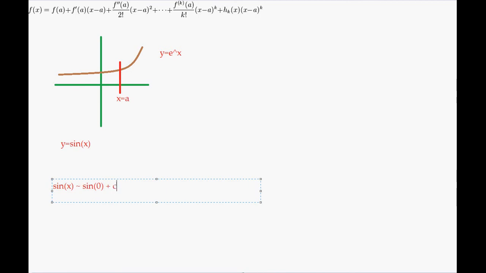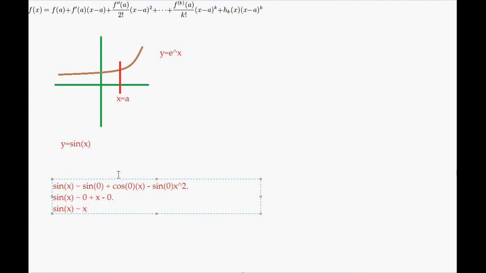because it's only a second degree, sine of 0, because sine is the original function, plus cosine of 0, because cosine is the derivative of sine, and x minus a is just x, plus f double prime, which will be negative sine 0 times x squared. So what will this be? This will mean that sine of x is approximately equal to sine of 0, which is 0, plus cosine of 0 times x, which is x, minus sine of 0, which is 0. So we have here that sine of x is approximately equal to x.